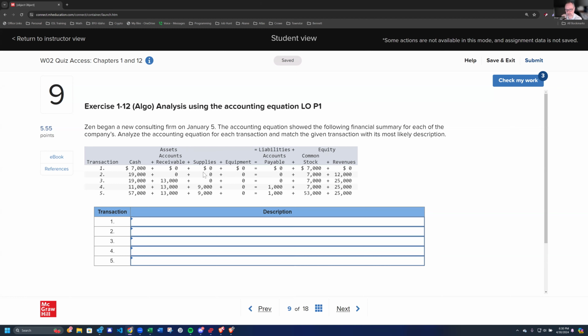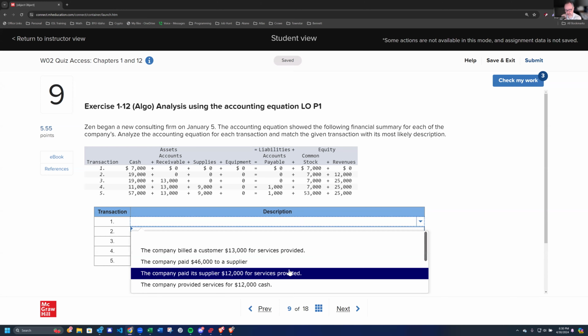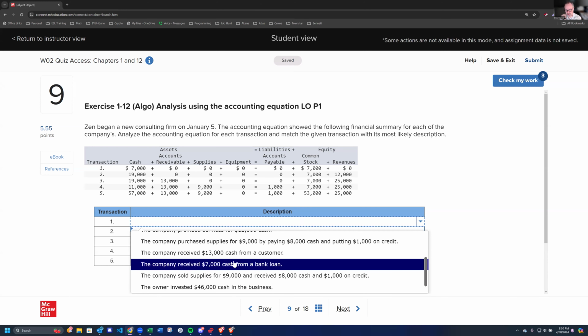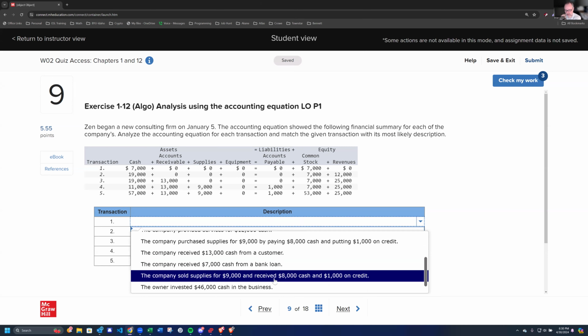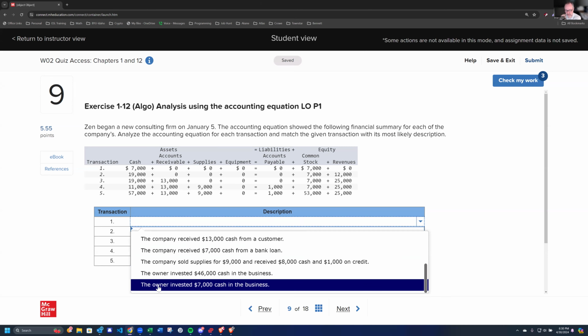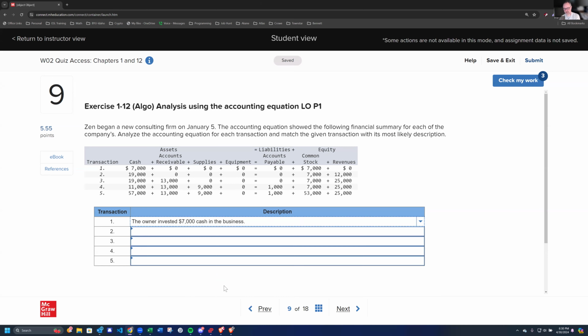Well, I would think that if you have 7,000 in cash, where did the cash come from? And it came from common stock. Common stock comes from a shareholder putting money in. So I'm thinking this is probably a stockholder buys stock. The company received, looking for 7,000, not a bank loan because that's not a stock, that's a liability. The owner invested 7,000 cash in the business. There we go. That's number 1.